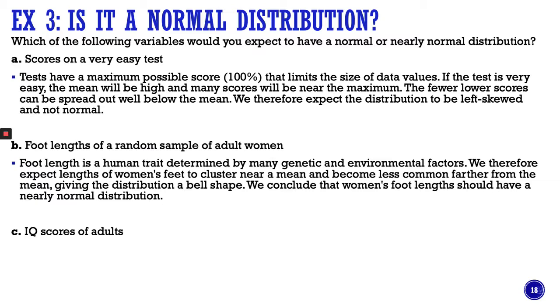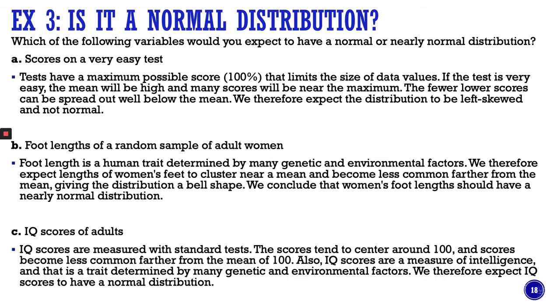IQ scores of adults. IQ scores are measured with standard tests. The scores tend to center around 100, and scores become less common farther from the mean of 100. Also, IQ scores are a measure of intelligence, and that is a trait determined by many genetic and environmental factors. We therefore expect IQ scores to have a normal distribution.